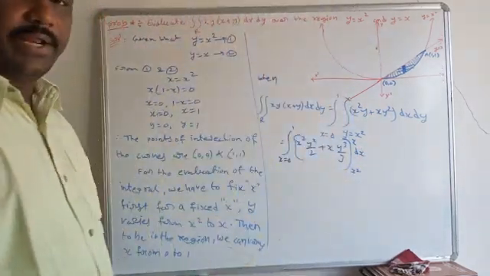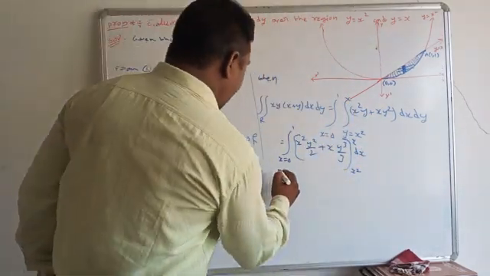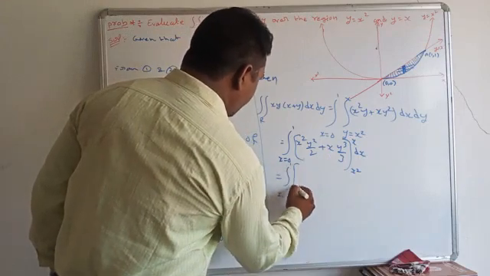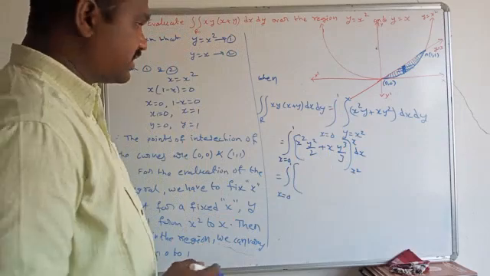First with respect to y we integrate, and then applying the limits, the integral x varies from 0 to 1. You can apply the upper limit to the x.